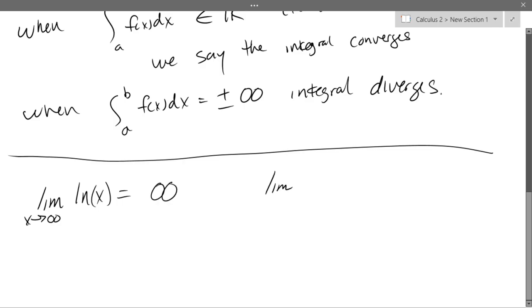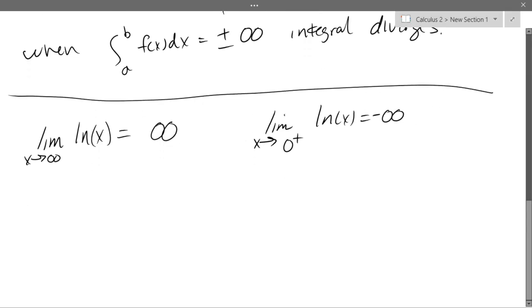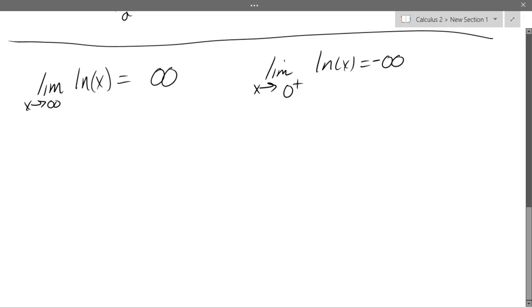There's another: the limit as x approaches 0 from the positive side of ln of x. That was also infinity. Is that right? That was negative infinity. So that was two limits that you may need. There's lots of other limits, but those are two from the natural log that we might need. So let's do some examples. Integral, we'll go 1 to infinity.